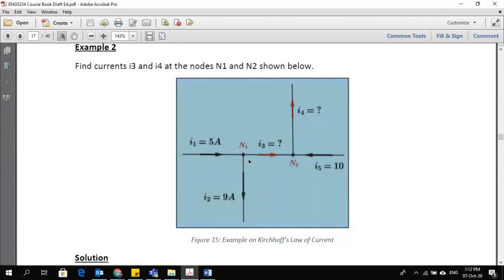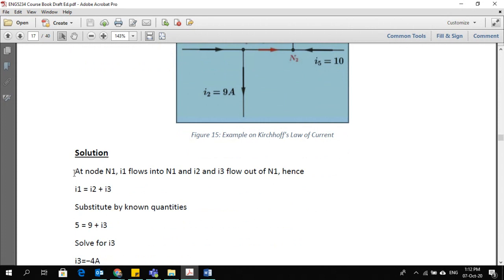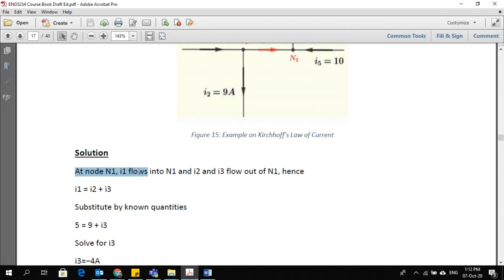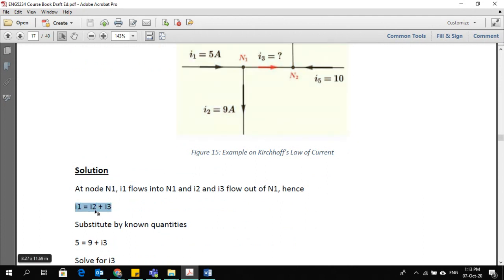As there are two nodes available, N1 and N2, we will develop two different equations, one for each node, using Kirchhoff's current law. So let's have a look at the solution. At node N1, I1 flows into N1 and I2 and I3 are flowing out of N1. As you can see here, only I1 is flowing into node 1. The other two currents, I3 and I2, are leaving. So we can write the equation like this: I1 is equal to I2 plus I3.